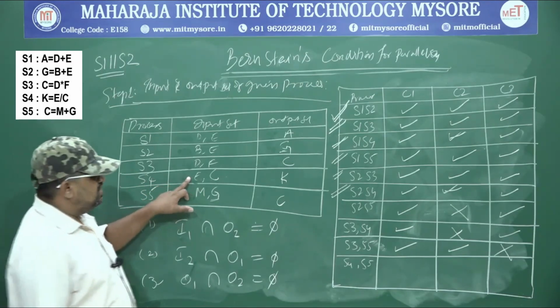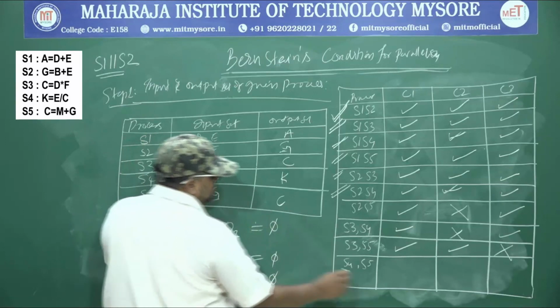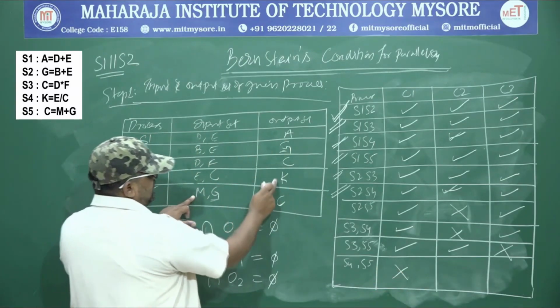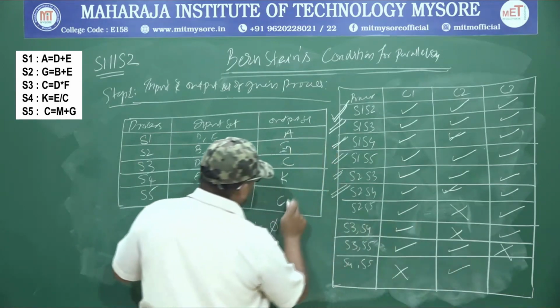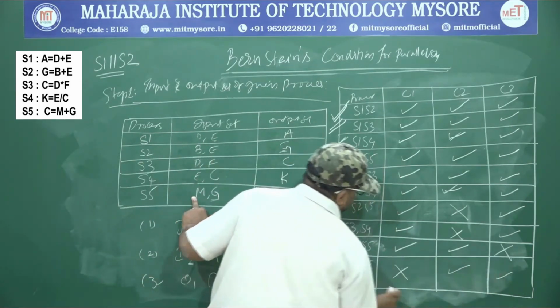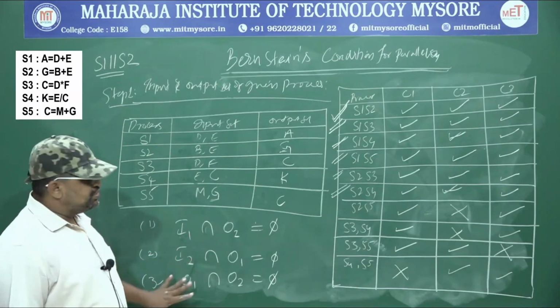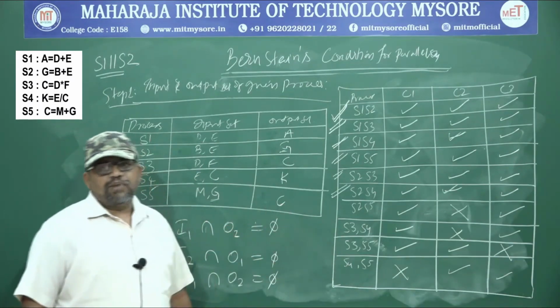Similarly, coming to the fourth and fifth, input is EC, output is C. So there is a common here. So the first condition is not satisfied. The second one, MG, K, it satisfies. K and C, it satisfies. Because the condition is all three statements should be true, then only you can execute parallelly.